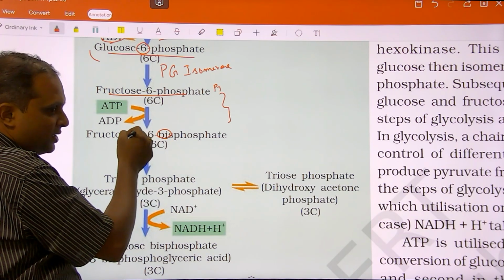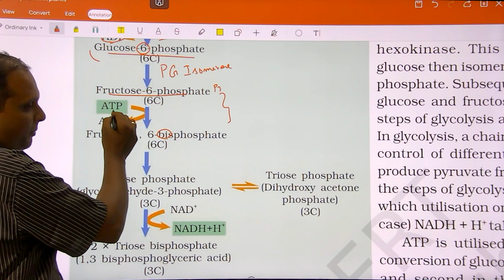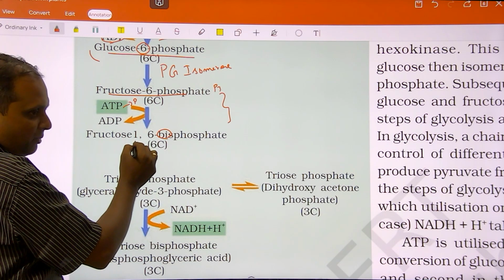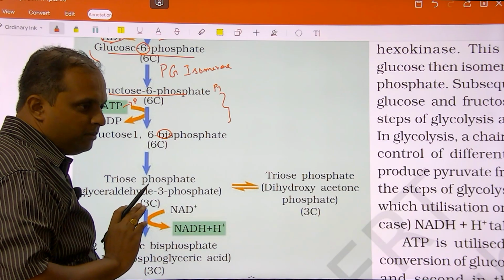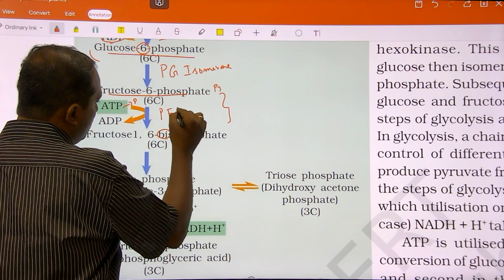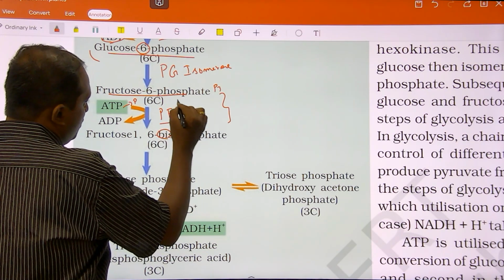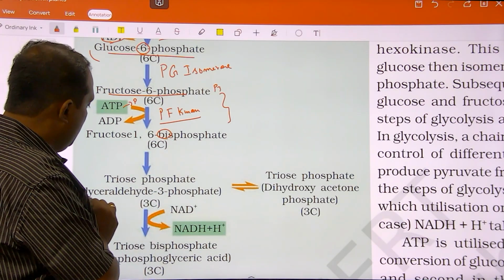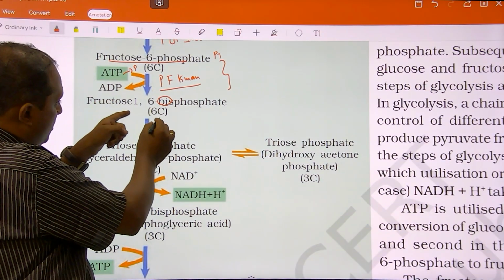Bisphosphate, extra phosphate is getting added, and where do you get the extra phosphate from? ATP, ADP. This is going to lose 1 phosphate, which is getting added to the first carbon. Thereby this becomes fructose 1,6 bisphosphate. Understood? The important enzyme is phosphofructokinase. Enzyme phosphofructokinase. Clear?